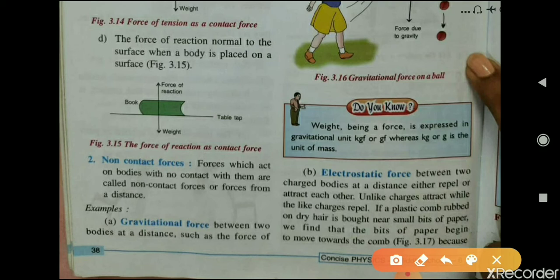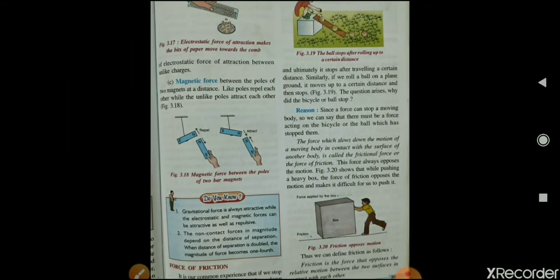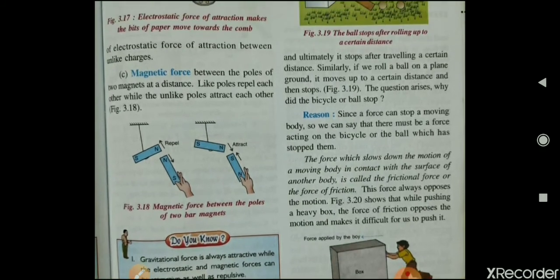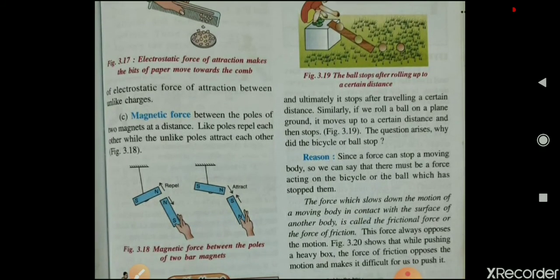If a plastic comb rubbed on dry hair is brought near small bits of paper, we find that the bits of paper begin to move towards the comb. I think all of you must have done this, that when you rub a scale or a comb on your dry hair, and if you try to attract small bits of paper with that comb, they get attracted towards the comb or the scale. So why is it so? Because of the electrostatic force of attraction. Okay, and electrostatic force is also an example of non-contact force.